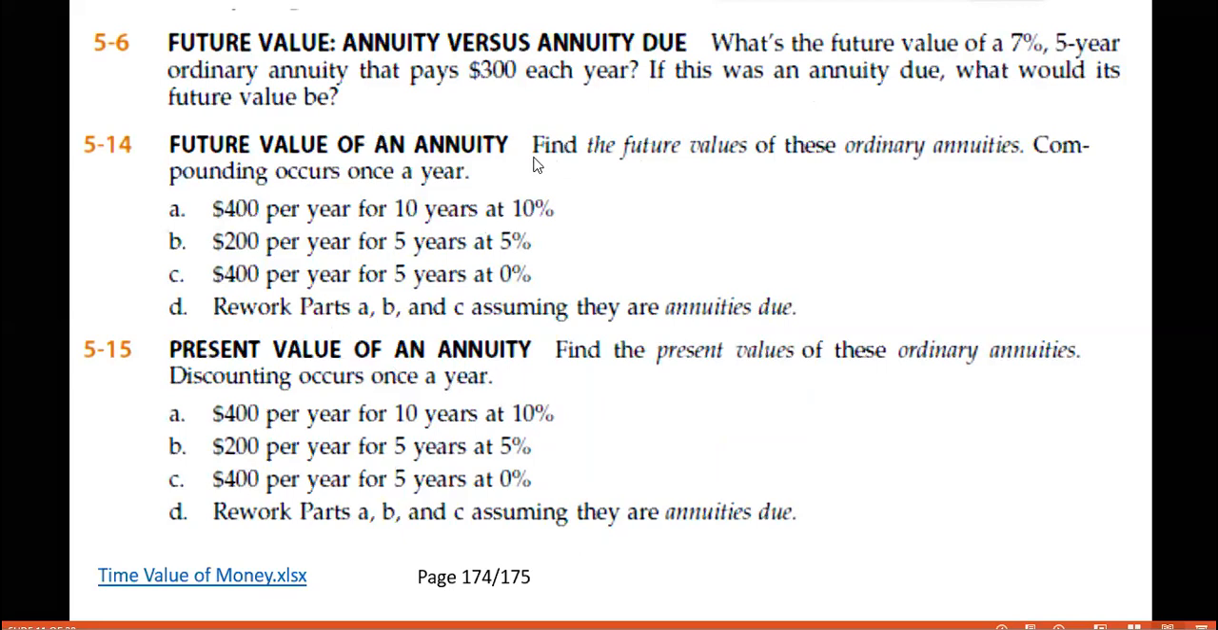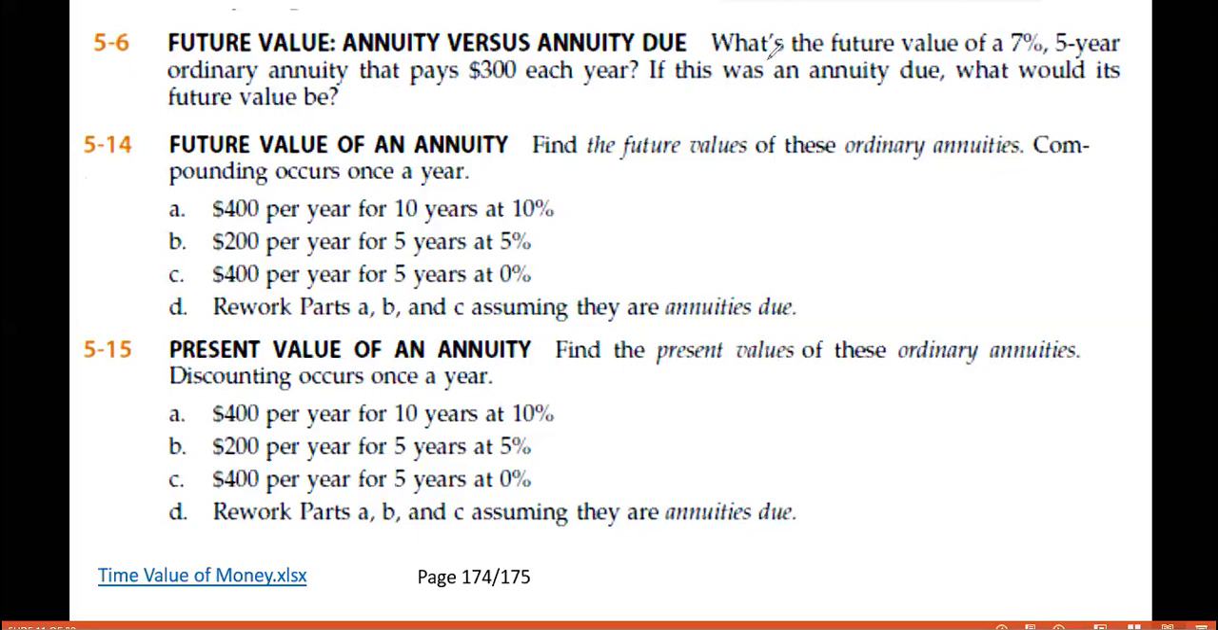These are some problems which we are going to solve. These are related to future value and present value of annuity, both ordinary and due. Problem 5-6: What's the future value of a 7% 5-year ordinary annuity that pays $300 each year? If this was an annuity due, what would its future value be?